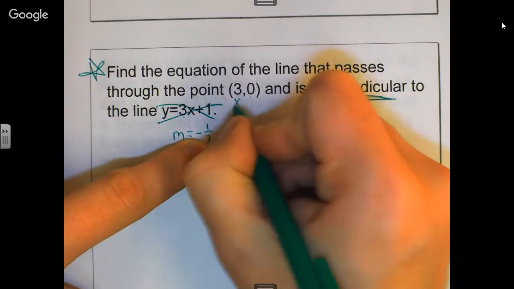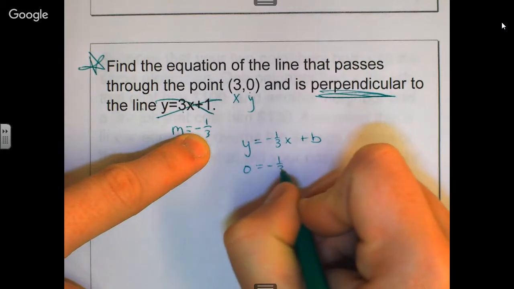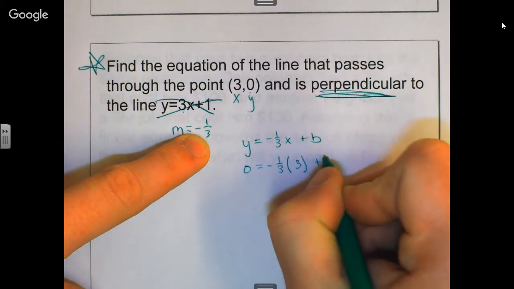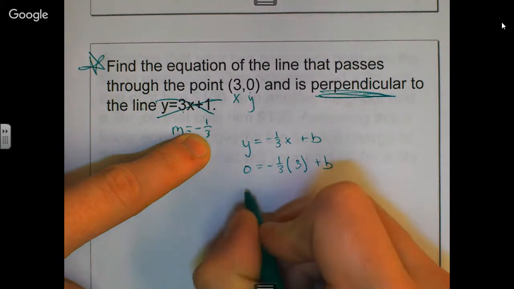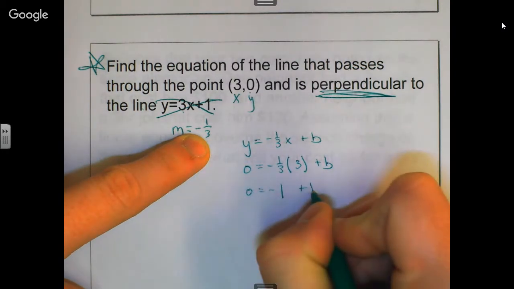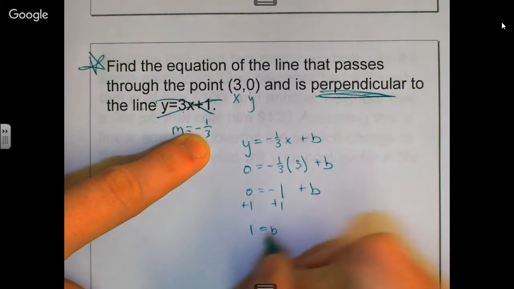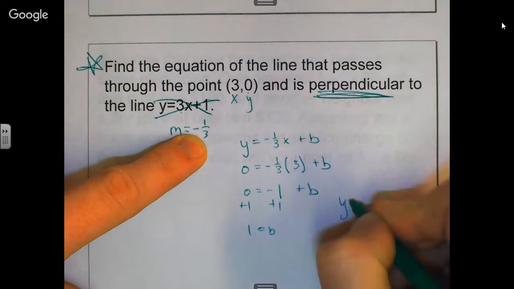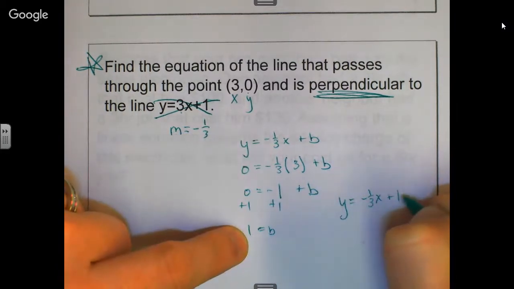I'll plug in my x and my y. So I get 0 equals negative 1/3 times 3 plus b. So I have 0 equals negative 1 plus b. Add 1. B equals 1. So then my equation is y equals negative 1/3 x plus 1.